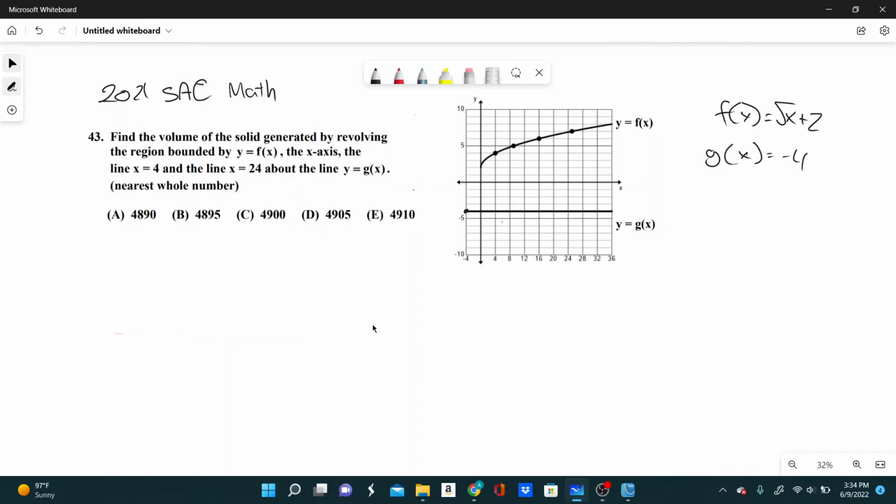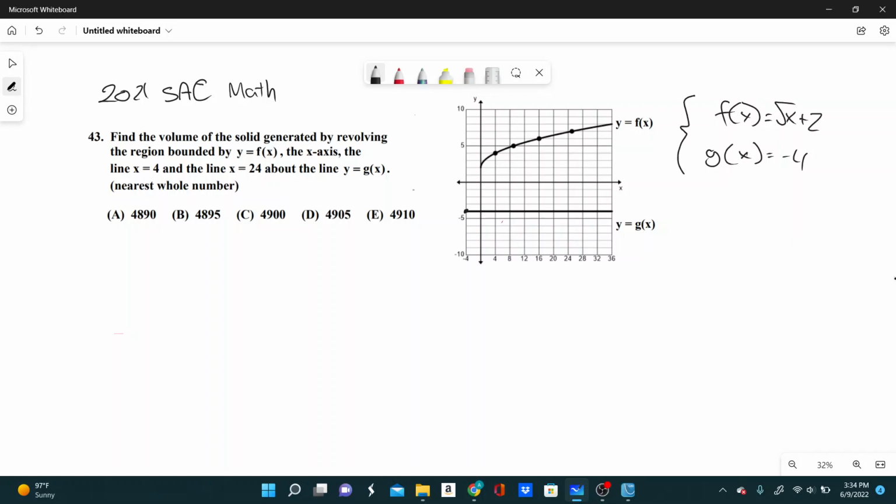Number 43. Find the volume of the solid generated by revolving the region bounded by y equals f of x, the x-axis, the line x equals 4, and the line x equals 24 about the line y equals g of x. Okay, these are actually the same curves as the previous problem, number 42, and so I just have them written out right here.